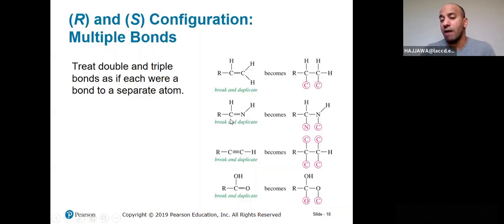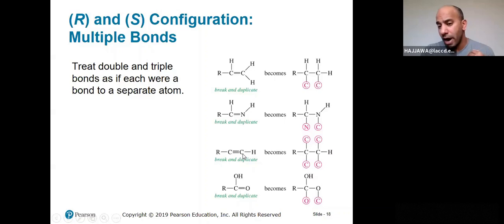Same thing here. When I have a C double bond N, I will rank this in a way that considering the carbon is attached to a nitrogen and the nitrogen is attached to another carbon. So that's how I need to view it. Same thing here, C triple bond C. How do I view that? This carbon, besides this carbon that's already attached to it, I will need to assume that there are two carbons attached to it.